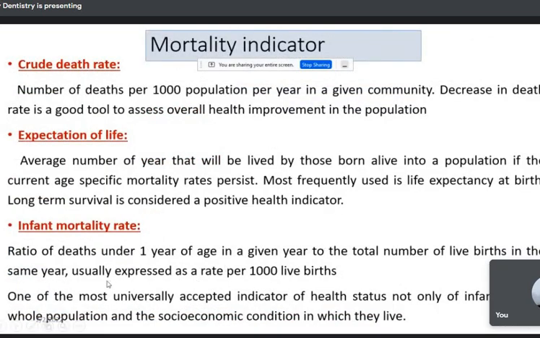So one of the most universally accepted indicators of the health status, not only of the infant but of the whole population and the socioeconomic condition in which they live. Let's say if the infant mortality rate is very high, that is not only showing the condition of the infant, it is also showing the socioeconomic condition in which the people are living, right? Because what might be the cause of infant mortality? There can be a lack of nutrition, a lack of proper hygiene, proper sanitation. There are a lot of factors over there. So the infant mortality rate is one of the universally accepted indicators.